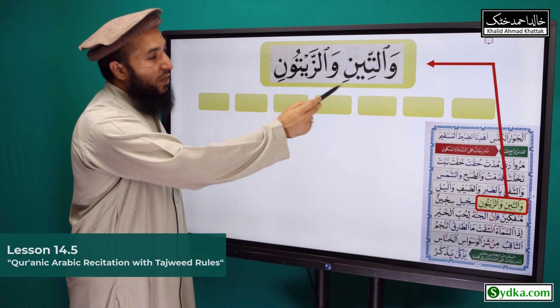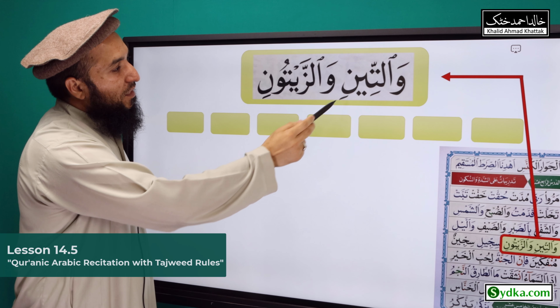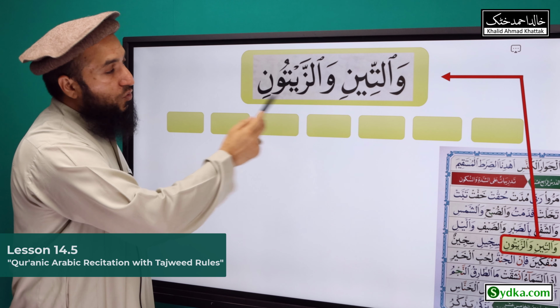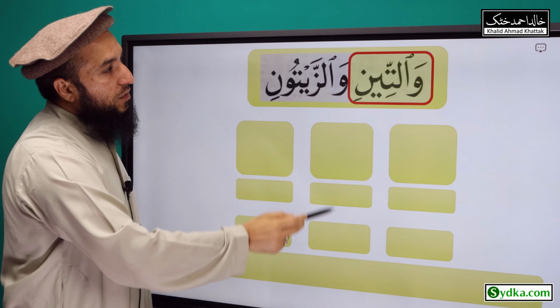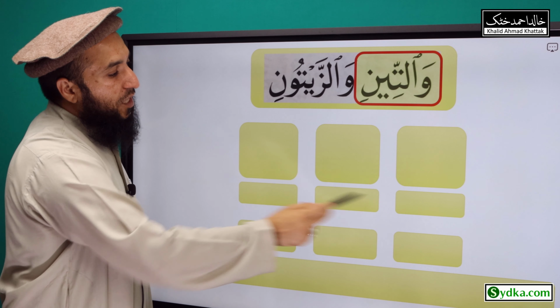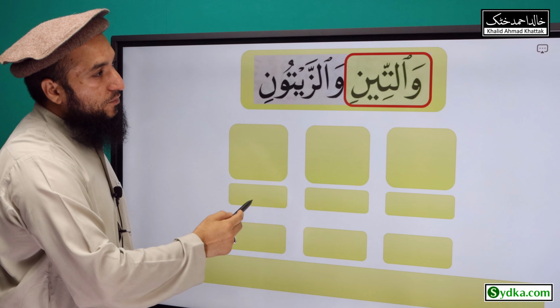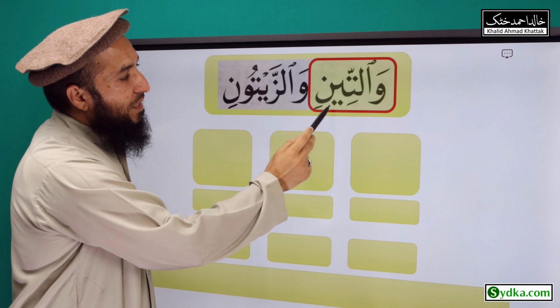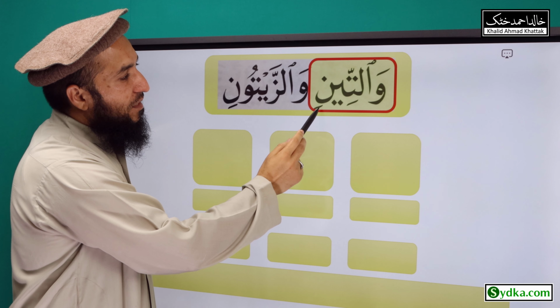So the next sentence we have is وَالتِّينِ وَالزَّيْتُونَ, and we will be studying this in two parts. The first part is وَالتِّينِ, and it can be divided into three syllables. The first syllable is wat, the second one is ti, and the third one is ni.